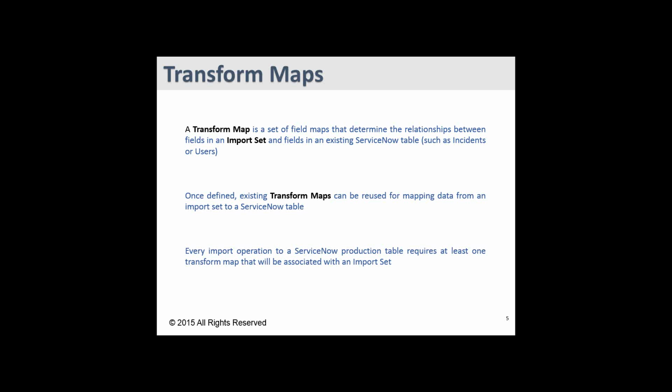Every import operation to a ServiceNow production table requires at least one transform map that will be associated with an import set. So to load data into any table, we need a transform map created for each table. If it is a user, there should be one transform map. If it is a user group, we need another transform map which matches the user group table.